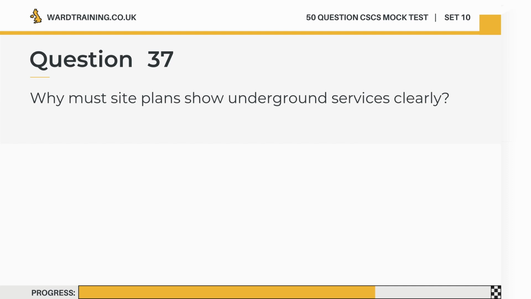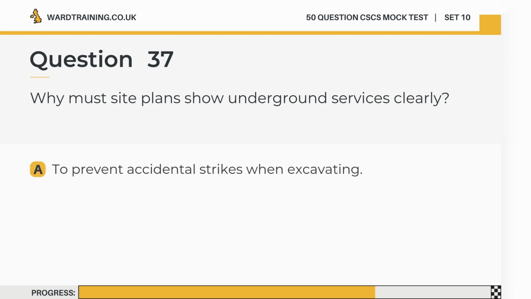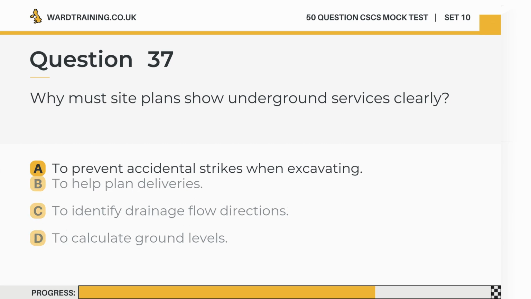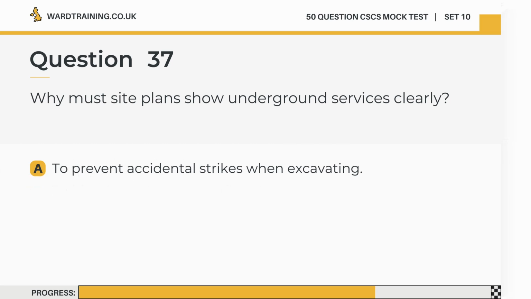Question 37. Why must site plans show underground services clearly? A. To prevent accidental strikes when excavating. B. To help plan deliveries. C. To identify drainage flow directions. D. To calculate ground levels. The correct answer is A. To prevent accidental strikes when excavating.